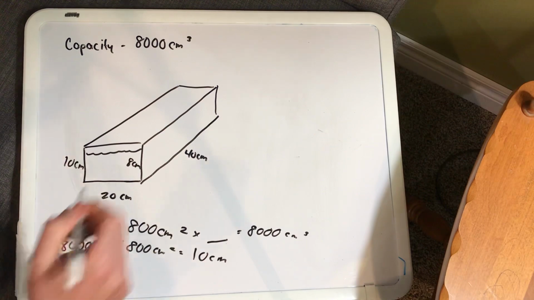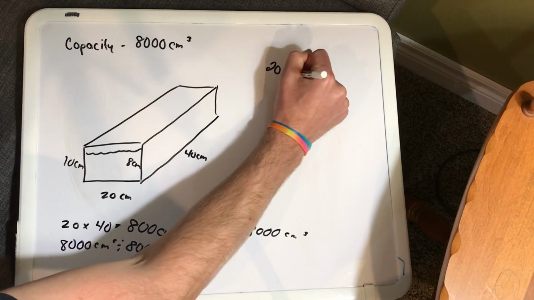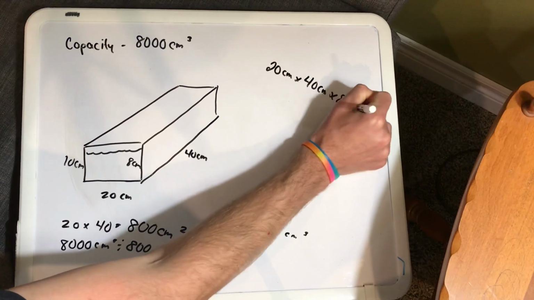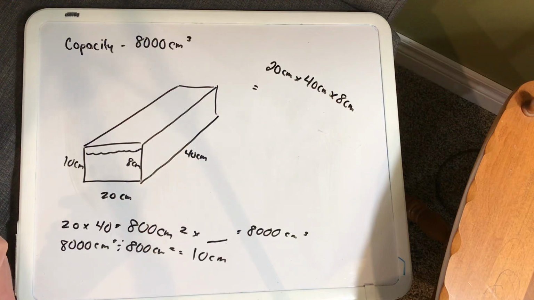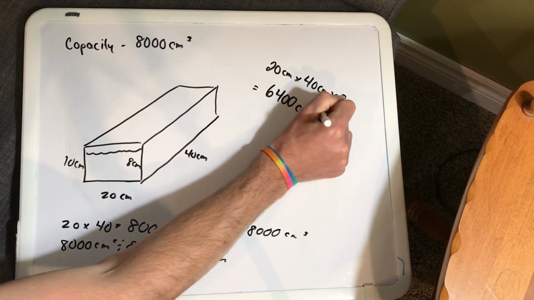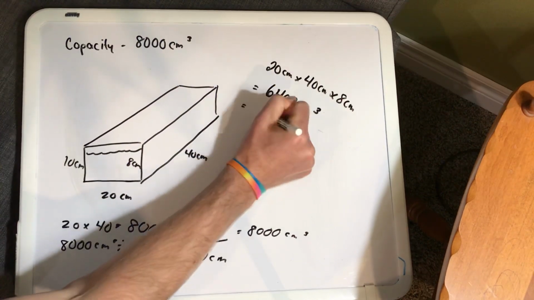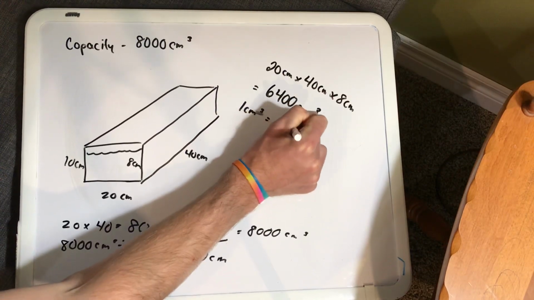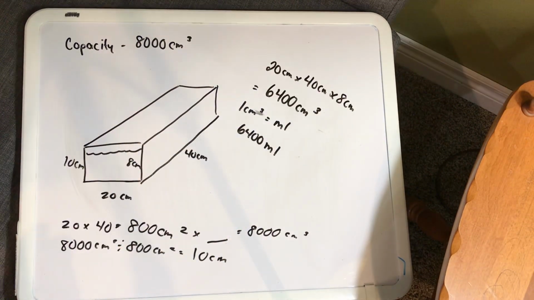And so if those are our measurements that we're using now, we're going to say that this tank is going to be filled so that it's 20 centimeters times 40 centimeters times 8 centimeters. And if we do that math, 20 times 40 is 800. 800 times 8 is 6,400 centimeters cubed. And if we want to go one step further, because we know that 1 centimeter cubed is equal to a milliliter, we can say that the tank is going to be filled with 6,400 milliliters of water.